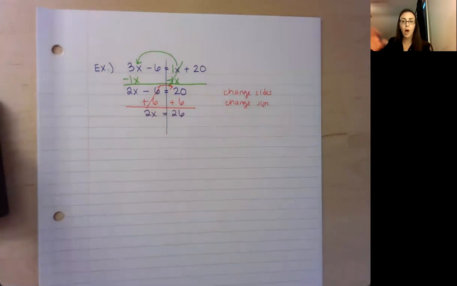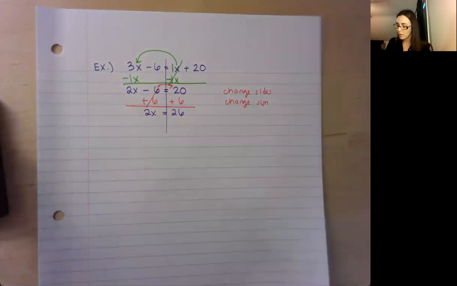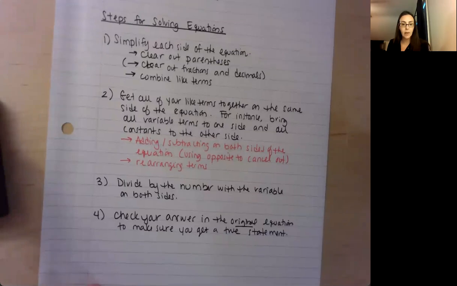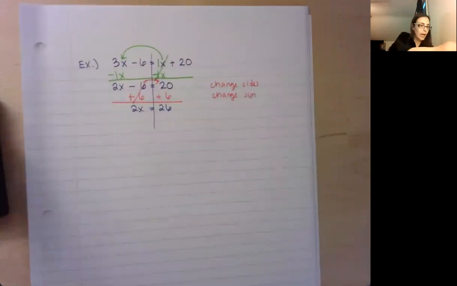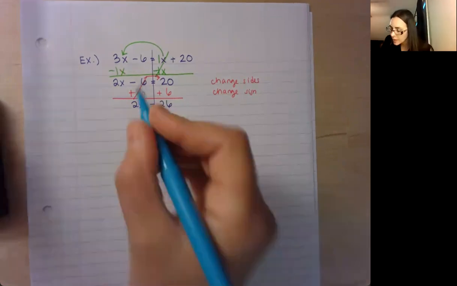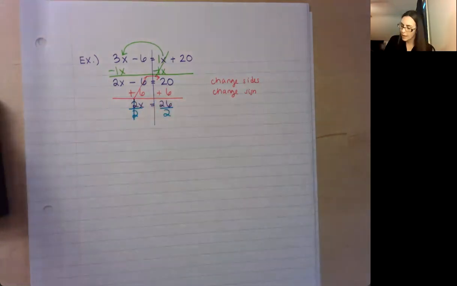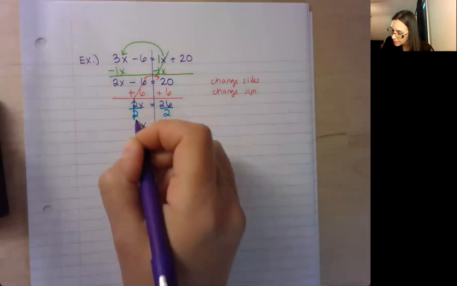Now notice here that all my like terms are combined. So I have my x's on one side, my numbers on the other, and now I'm ready for that third step, which is to divide both sides by the number with the variable. So I need to get the x by itself. That's always my goal. So I'm going to go ahead. Let's get a different color here. How about blue? And we'll divide both sides by 2. And x equals 13 is my solution.